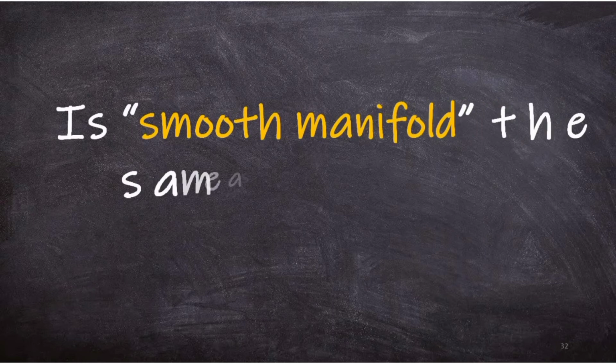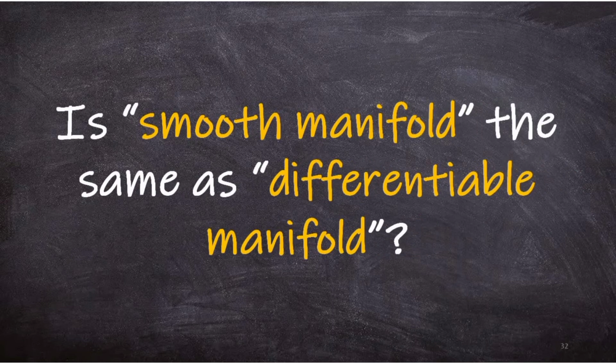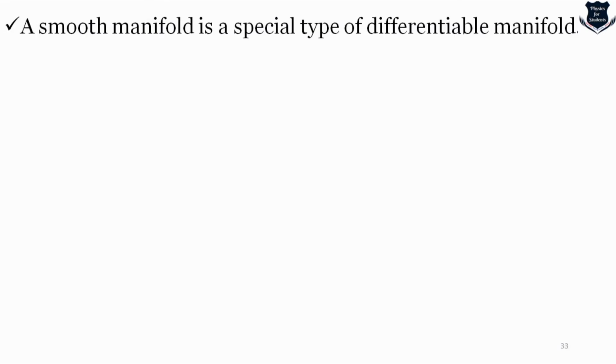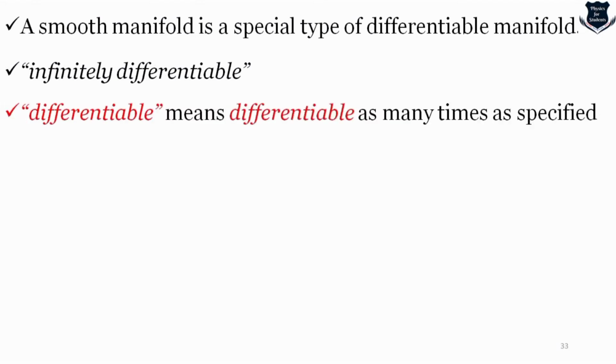Now, the obvious question that comes to your mind is: is a smooth manifold the same as a differentiable manifold? It's a very pertinent question. If I ask you, how low is low? And it's LOW. So what will you answer? A smooth manifold is a special type of differentiable manifold. Smooth means infinitely differentiable, while differentiable means differentiable as many times as specified, whatever the specification.